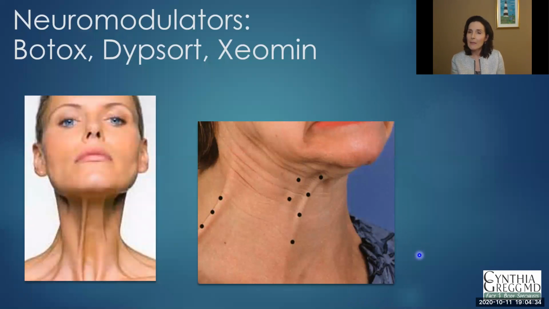I know we talked about how the platysmal bands can be a result of aging, but they can also be hyperdynamic or overactive and have tension in them, as shown in this picture here on the side. So these black dots will show you the areas that we can treat with a neuromodulator, such as Botox or Dysport or Xeomin, to help relax a hyperdynamic or overactive platysmal band to give you a nicer appearance to your neck.